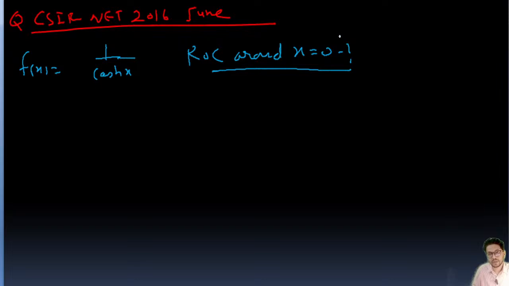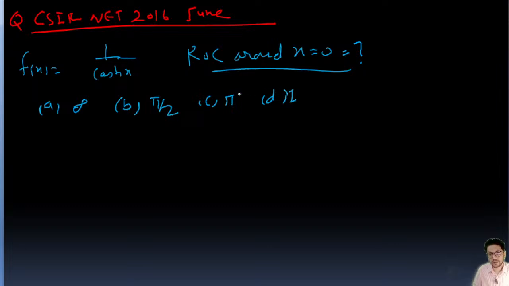So how are you going to find it? Options are given. Option A, infinity, option B, pi by 2, option C, pi, and option D, 1. Okay. So how are we going to find it? We have cos hyperbolic x, we know, is e to the power x plus e to the power minus x by 2. This is cos hyperbolic x.